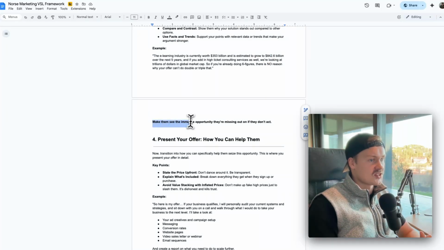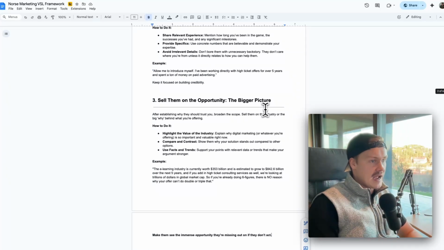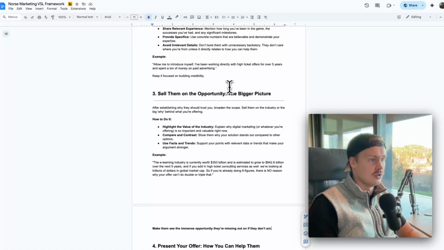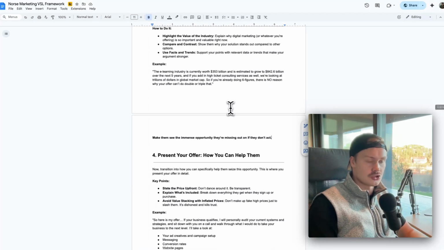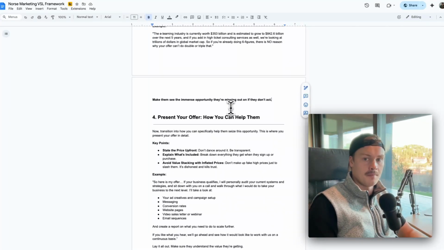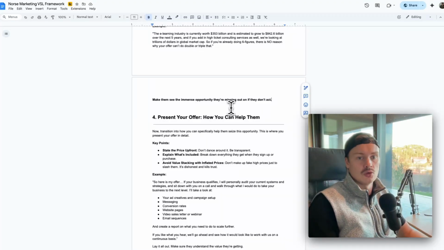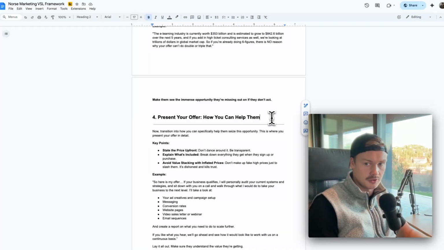And you want to make them see the immense opportunity they're missing out on if they don't take action on your offer. And right after you have hooked their attention, proven why they should listen to you, and sold them on the bigger picture, you're just going to go straight into the offer, okay? Most people wait with the offer until the end of the presentation, but you want to have this as your fourth section because it's essentially why they're there, right?